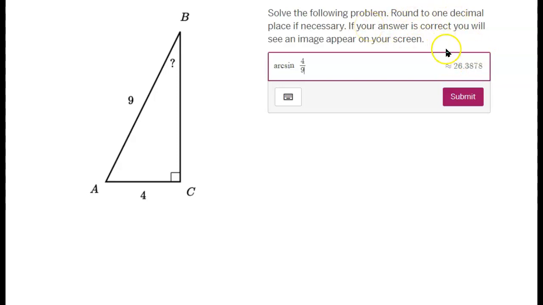In this question, they're asking you to round it to the nearest tenths place. So you're going to say 26.4 because an 8 is 5 or above, so we give it a shove. But like I said, I would like for you to see that you can also do the power of -1, and it will give you the exact same answer because arc sine and sine to the power of -1 is the inverse operation of sine.